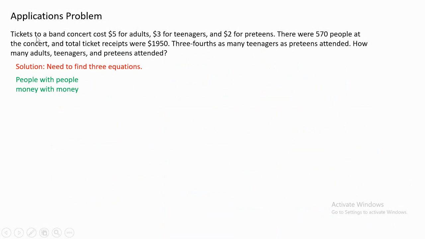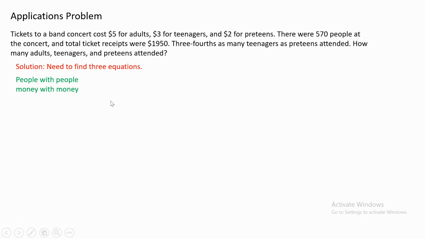It says here, tickets to a band concert cost $5 for adults, $3 for teenagers, and $2 for preteens. There were 570 people at the concert. The total ticket receipts were $1,950. Okay, the last sentence we'll save for equation 3. It says, 3/4 as many teenagers as preteens attended. How many adults, teenagers, and preteens attended the concert?